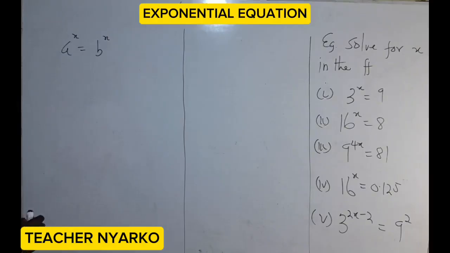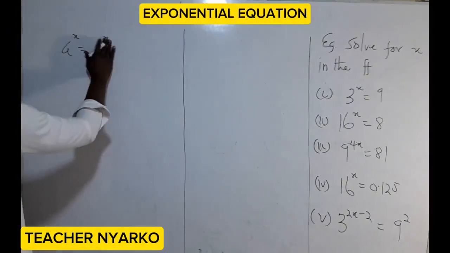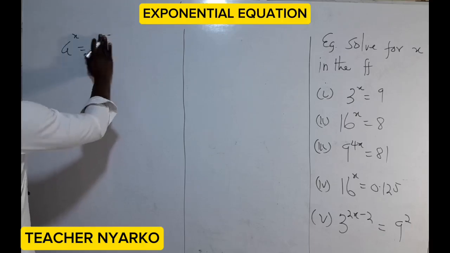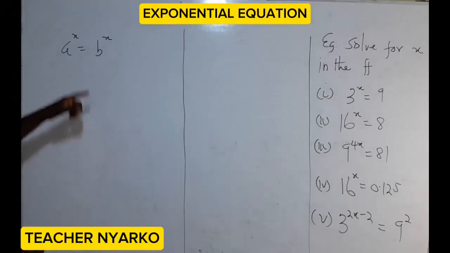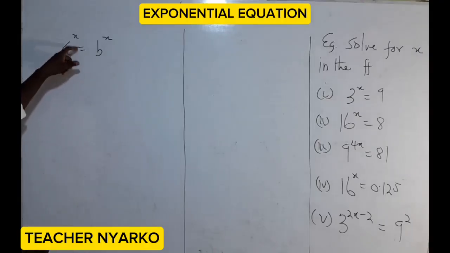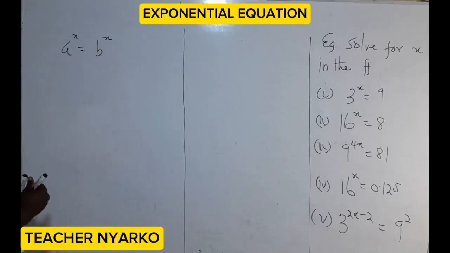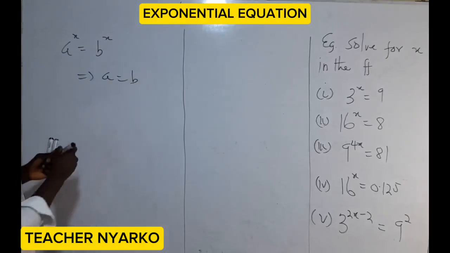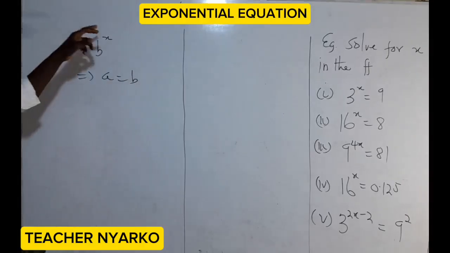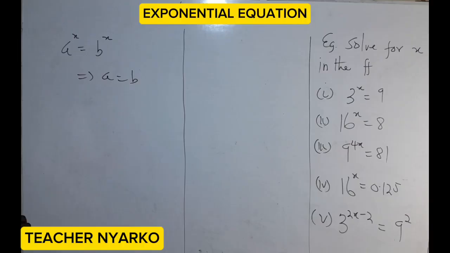When you look at this expression, you have a^x equals, let's say, b^y. Now it should be x. Do you see that the exponents are the same? So if a^x equals b^x, the exponents are the same. That implies that a is equal to b. We can equate the bases. So when the exponents are the same, we can equate the bases.